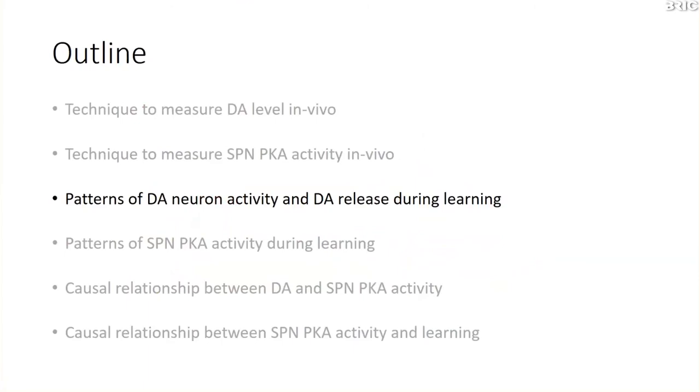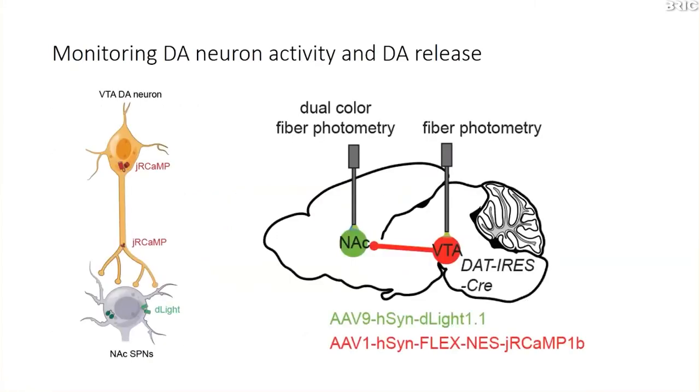So now I will talk about the patterns of dopaminergic neuron activity and dopamine release pattern during learning. To simultaneously monitor dopamine neuron activity and dopamine release, we took advantage of a multi-channel photometry system, which allowed us to measure both dLight and jRCaMP1b signal in the nucleus accumbens, as well as jRCaMP signal in the VTA. Therefore, we can simultaneously monitor both the release of dopamine, the terminal activity of the VTA dopaminergic neuron, and the soma activity of the VTA dopaminergic neuron.